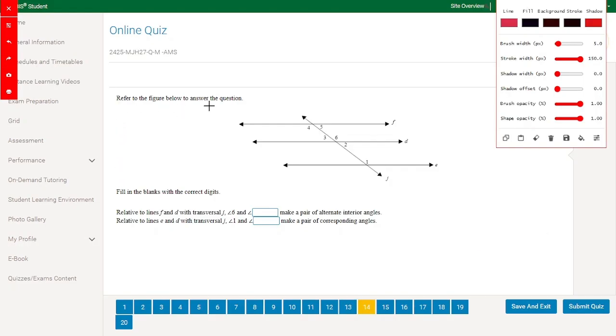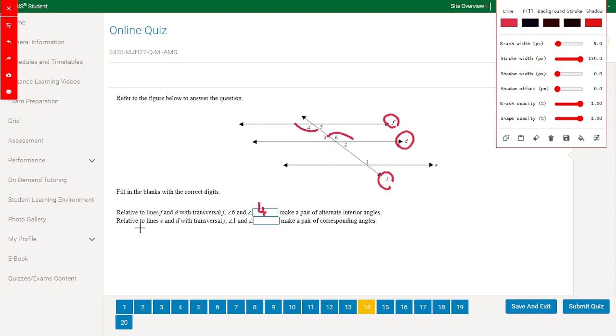Refer to the figure below to answer the question. Fill in the blanks with the correct digit relative to line F and D. Line F and line D with transversal J, and this J is the transversal for F and D. Here it says angle 6, this is the angle 6, and angle something make a pair of alternate interior angles, so it will be 6 and 4.